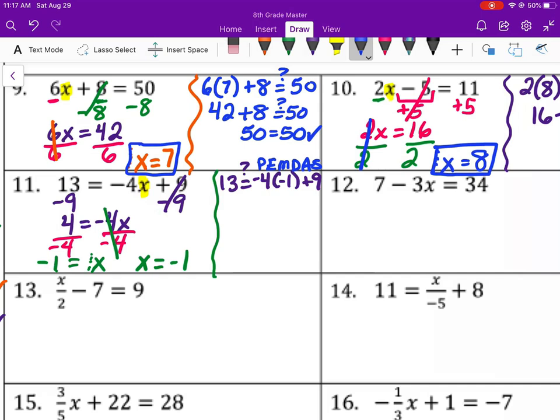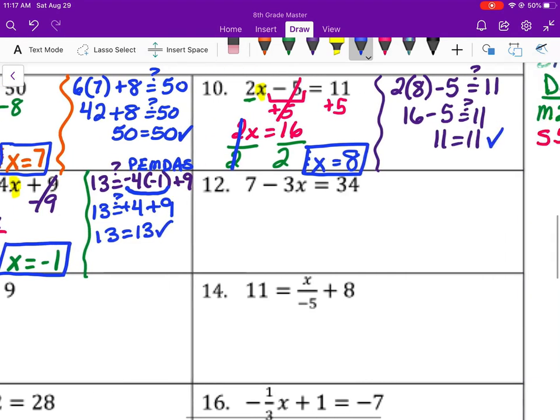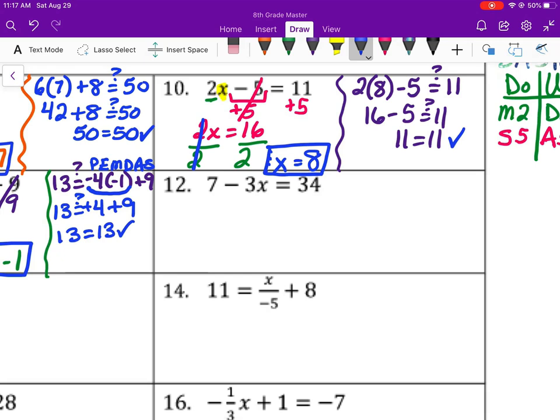So we don't have parentheses, we don't have exponents. We do have multiplication. We have -4 times -1. So we have 13 question mark equals, negative times a negative is a positive, and then 4 times 1 is 4. And I don't need the positive sign there, I just put it there to remind you, we've got a negative times a negative. So then I get 13 equals 13. Check and box.